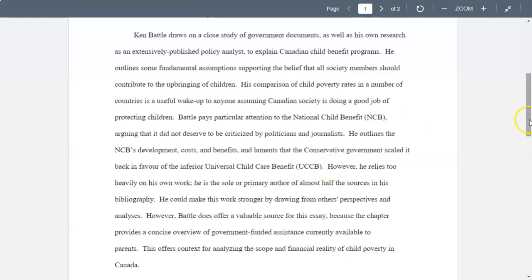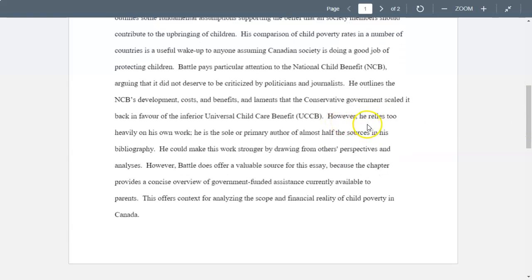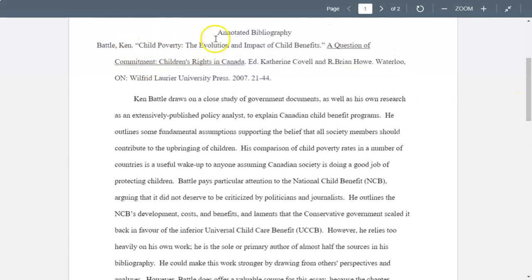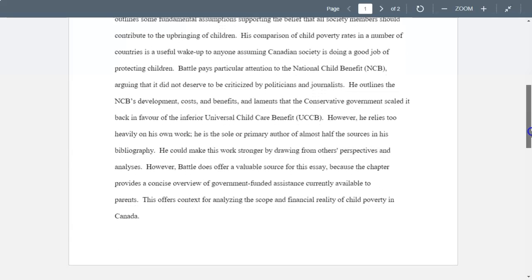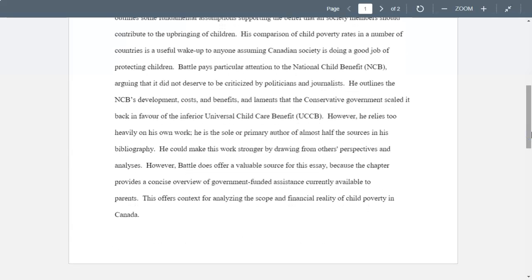Now, he gets down to the evaluation of Ken Battle's article. He says, but Ken Battle relies too much on his own work. So Ken Battle, the author of this article, his own work cited has his own name in it. He's citing his own sources, which is fine up to a certain point. But if almost all of your sources are your own writings, that kind of weakens your argument. You can't just cite yourself. You need to draw from others' perspectives. Okay? And you can read the rest of it.